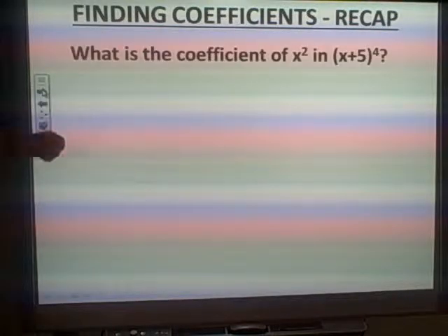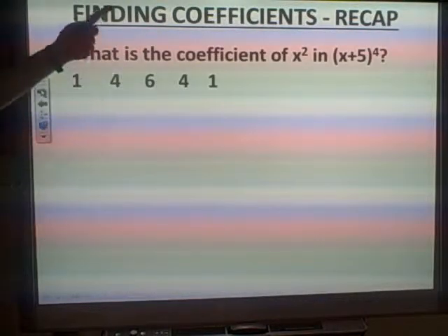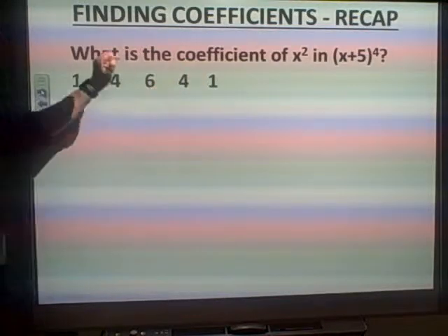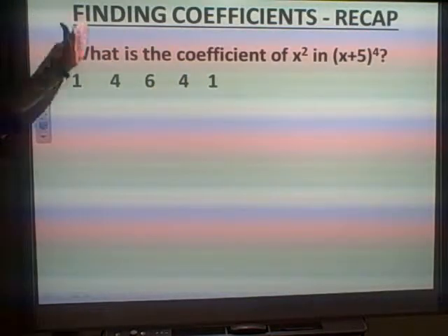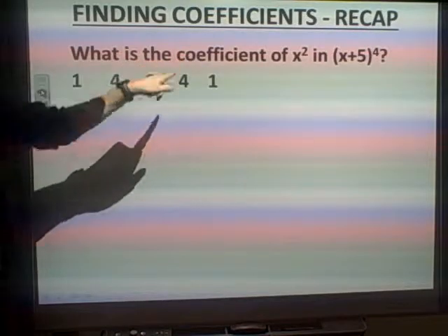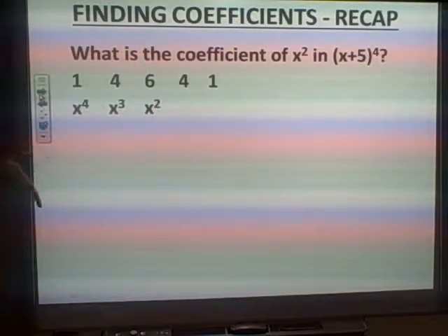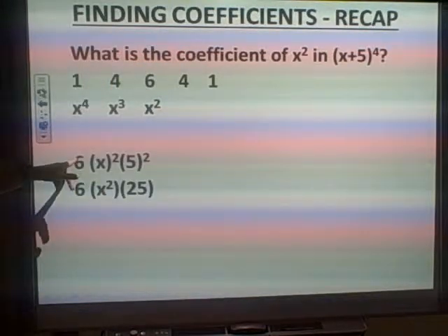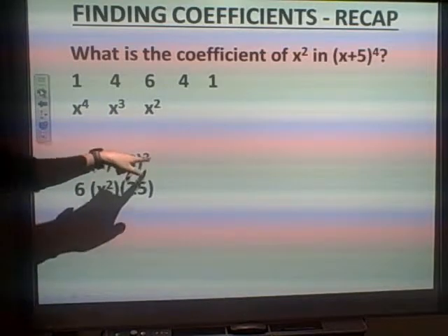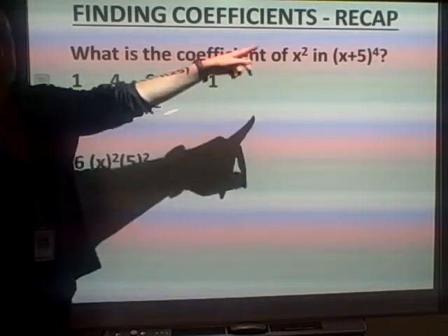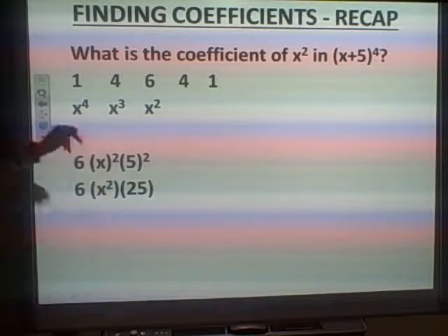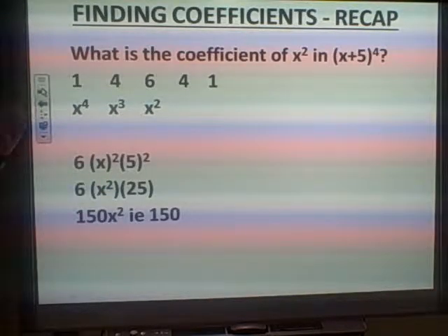So last lesson we looked at finding coefficients, so something like this. So power of 4, so we looked at this row here with the 4, x to the 4, x to the 3, x squared, so we'd use this number here. And substitute in the numbers, 5 to the power of 2, because 2 plus 2 is 4, which is the power in the question. Evaluating all this gives us 150.